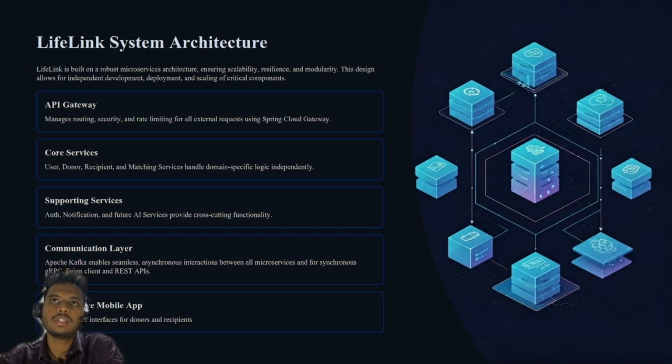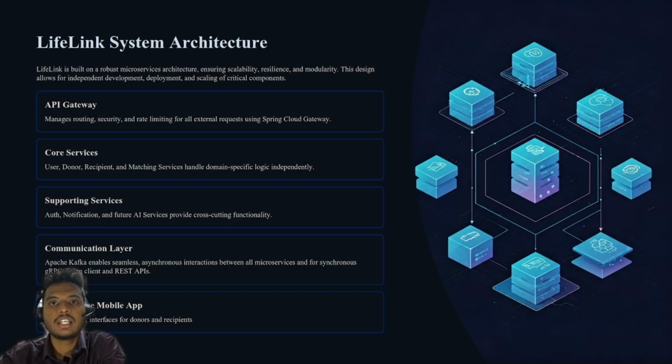LifeLink is built upon a robust microservice architecture, which means the entire system is divided into small components and independent services, each responsible for its own special features or functionality. This design provides a highly scalable, resilient, and modular application, allowing every component to grow horizontally and update without affecting each other.